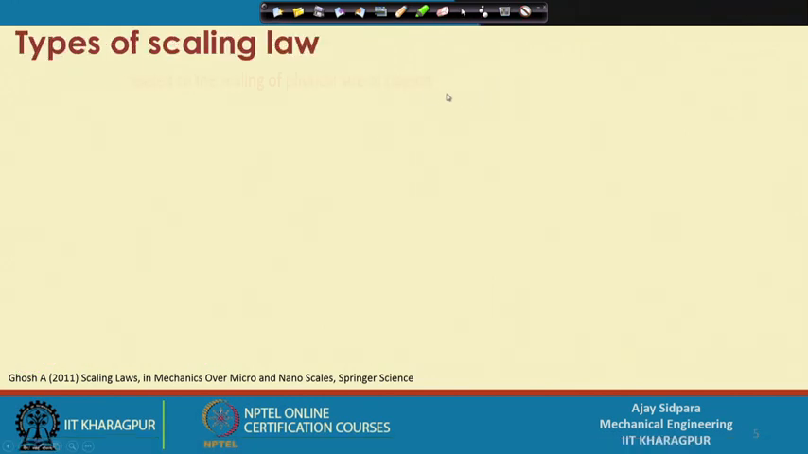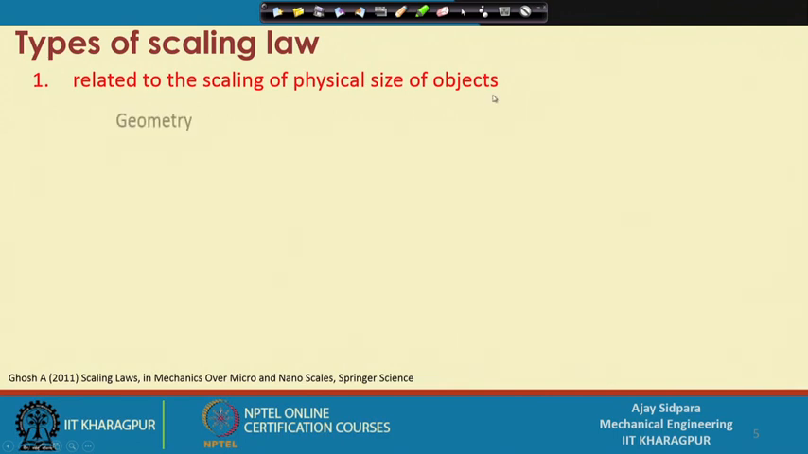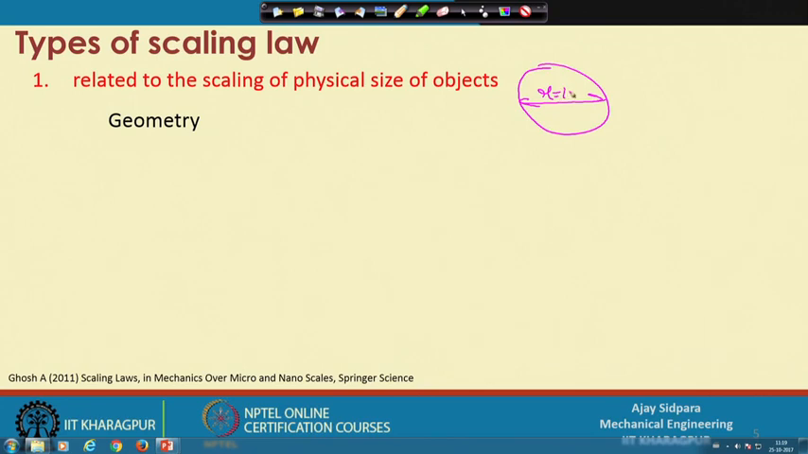What are the types of scaling law? One is related to scaling of the physical size of the object. Physical size of the object means it is geometry. So, suppose what we have seen, this is the workpiece with a diameter of d equal to 10 and this is the diameter of d equal to 1. So, this is called geometrical scaling. We do not see anything other than that, very easy to understand.